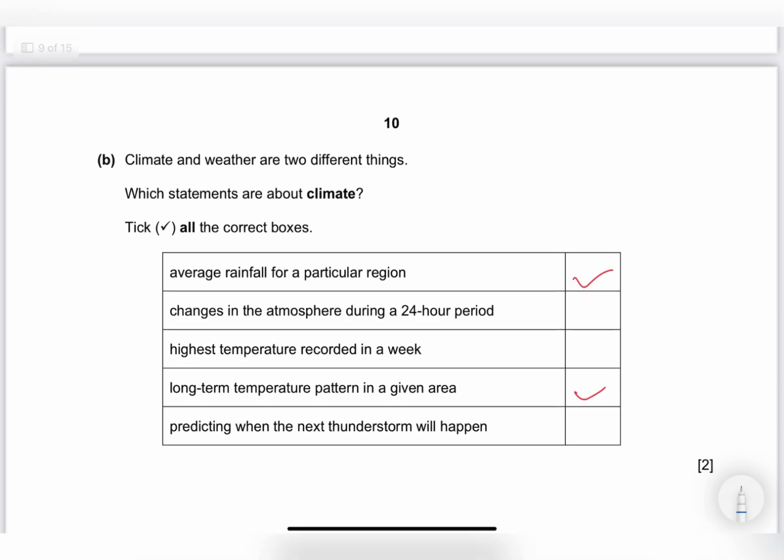Climate and weather are two different things. Yes, we know that. Which statements are about climate? Average rainfall for a particular region? Yes, sir. Changes in atmosphere during a 24-hour period? No. Climate takes a long time. Highest temperature recorded in a week? No, this is not climate. Long term temperature. See, underline this term, long term. Yes, this is climate. Predicting when the next thunderstorm will happen? No.